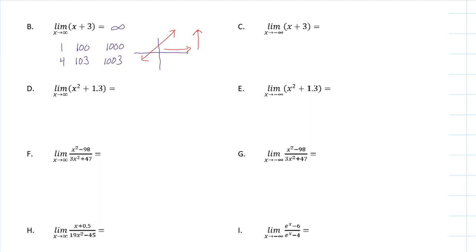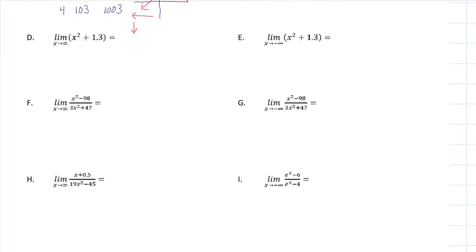Now you could do the same thing with negative numbers. Start plugging in negative numbers and you'll see the function decreases as x goes to negative infinity. If you look at the graph, as x goes to negative infinity to the left, the y values are going down towards negative infinity, so this would be negative infinity.